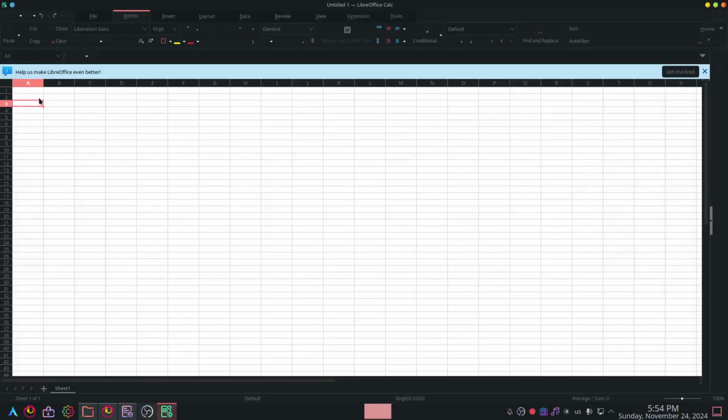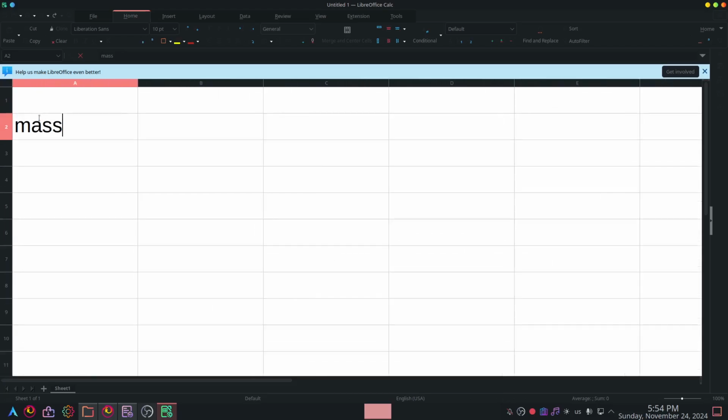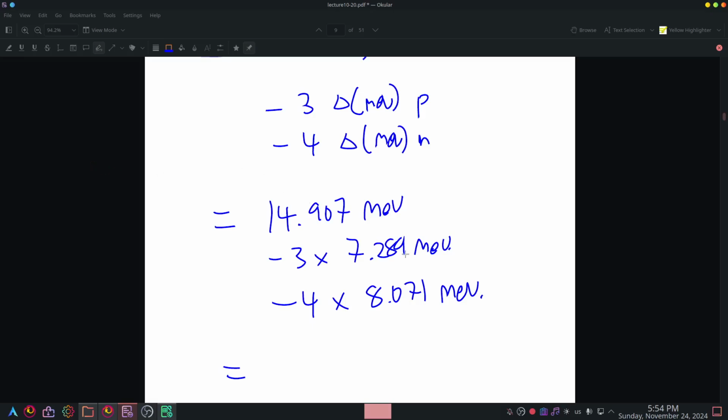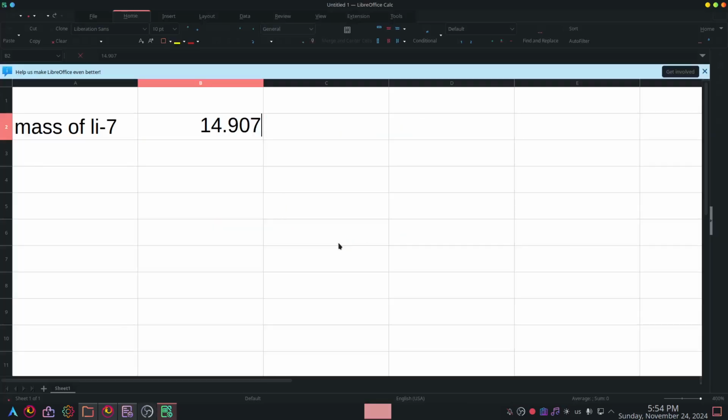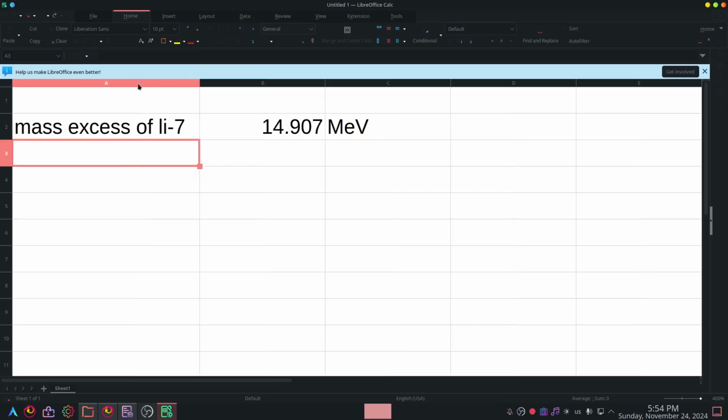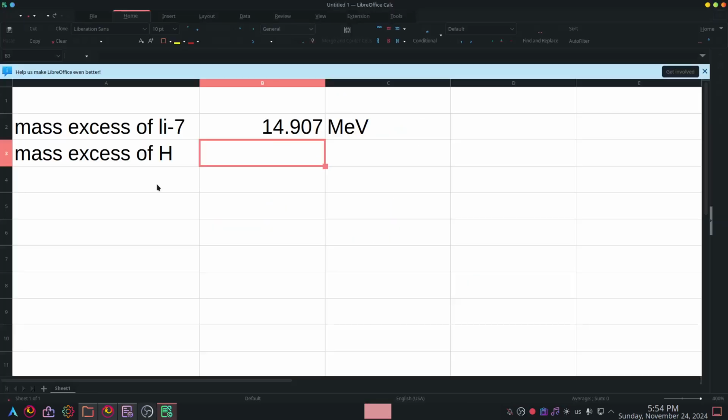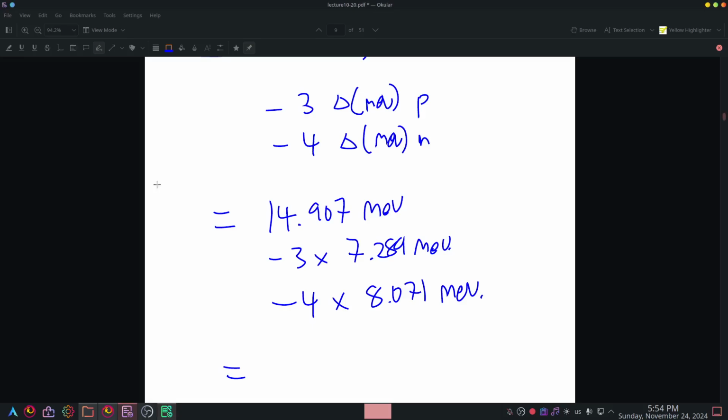Okay, so mass of lithium 7. I'm not going to be too particular about the caps and everything. 14.907. So this is MeV. Okay, mass excess. Let's open this up. Mass excess of proton or hydrogen, 7.289 MeV. Always important to put units.